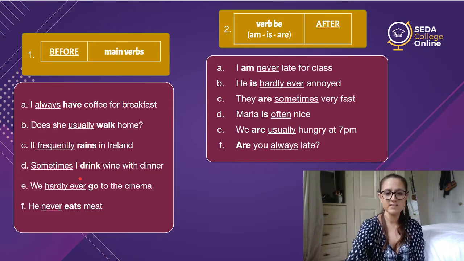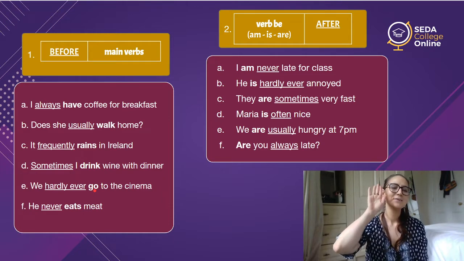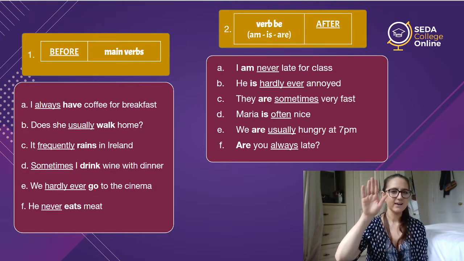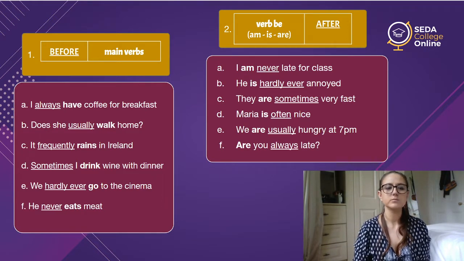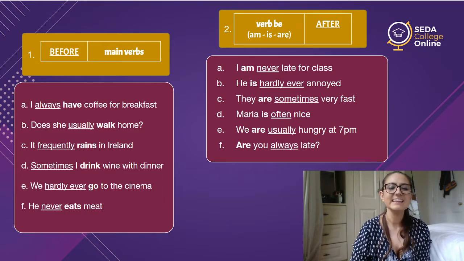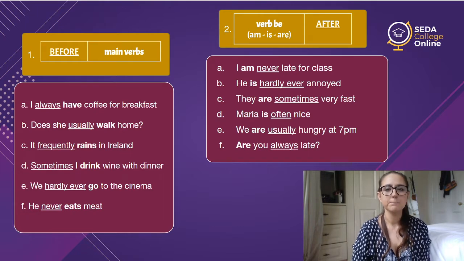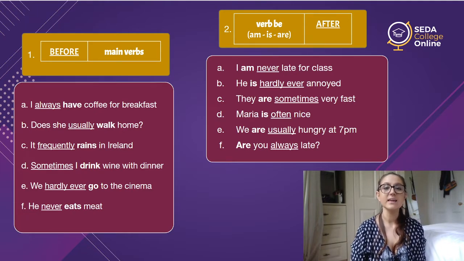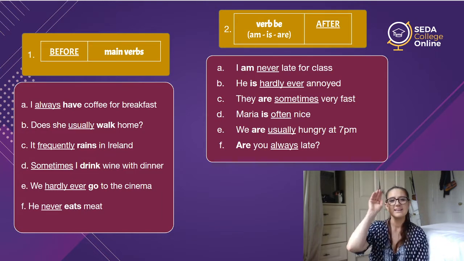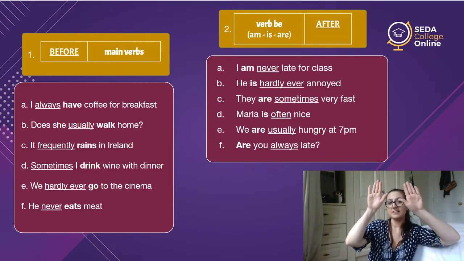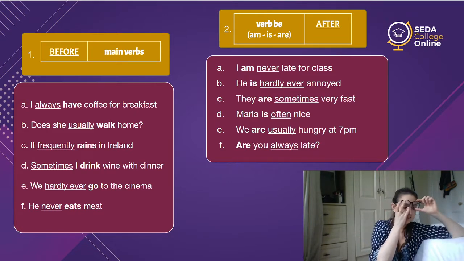So go is our main verb here. So adverb, hardly ever; main verb, go to the cinema. F, he never eats meat. So he, adverb, never, main verb, eats. That's quite easy, isn't it? Hope you're taking your notes.